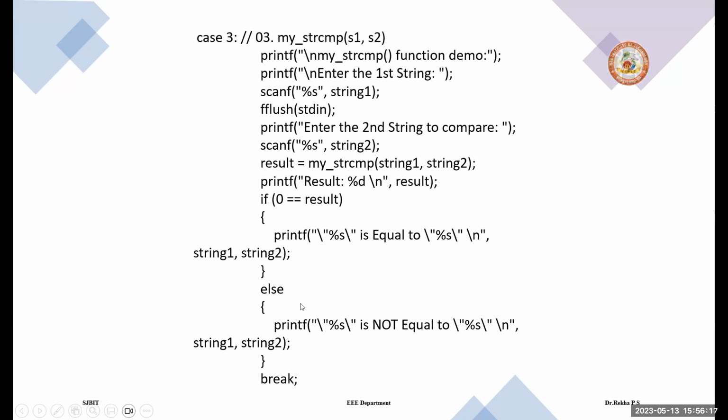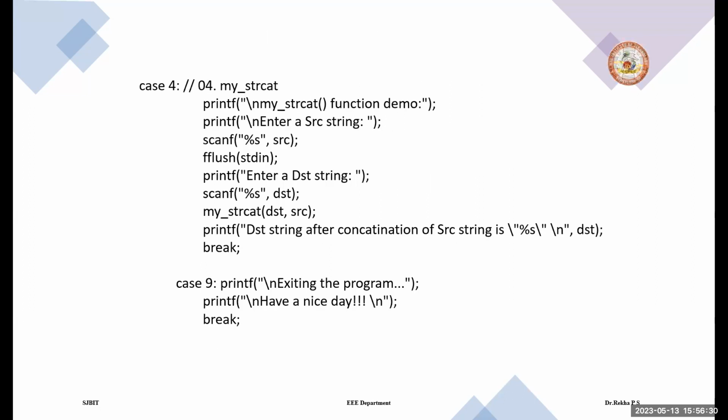Here, this particular case will break at that moment, and it will come out of the switch statement. Then if the user option is case 4, the fourth option, the operation you have chosen is cat, string concatenation. So how will the demo go?